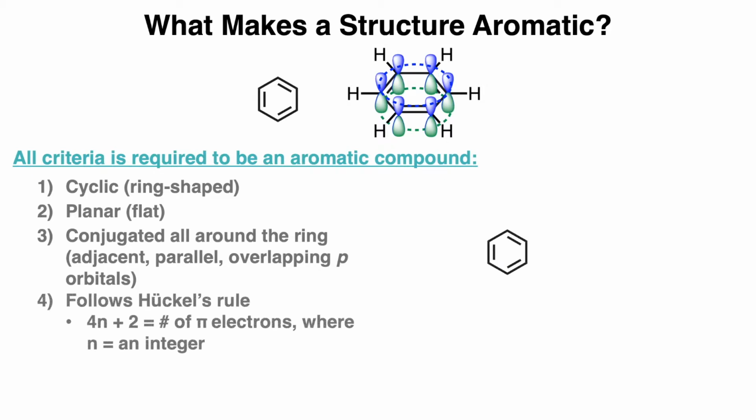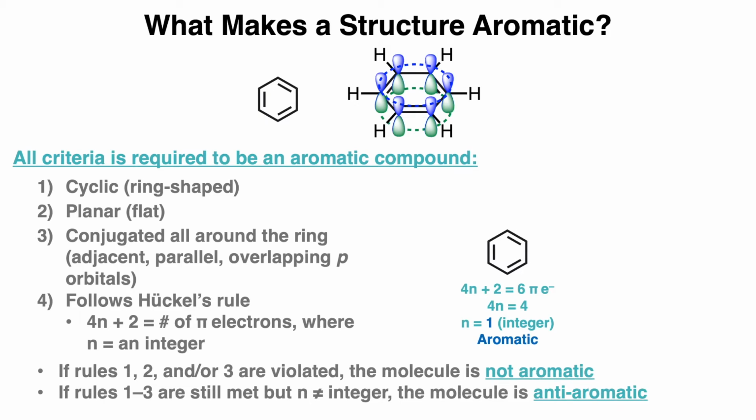And fourth, it should follow Huckel's rule, where 4n plus 2 equals the number of pi electrons, where n is equal to an integer or whole number. In the example on the right, benzene contains 6 pi electrons, so we'll set the equation 4n plus 2 equal to 6. Now if we solve for n, we find that n equals 1, which is an integer, meaning that benzene is indeed aromatic. Now if rules 1, 2, and/or 3 are violated, then the molecule is not aromatic.